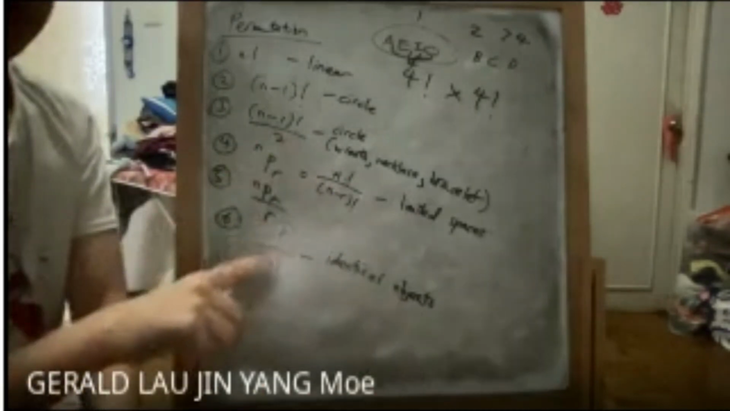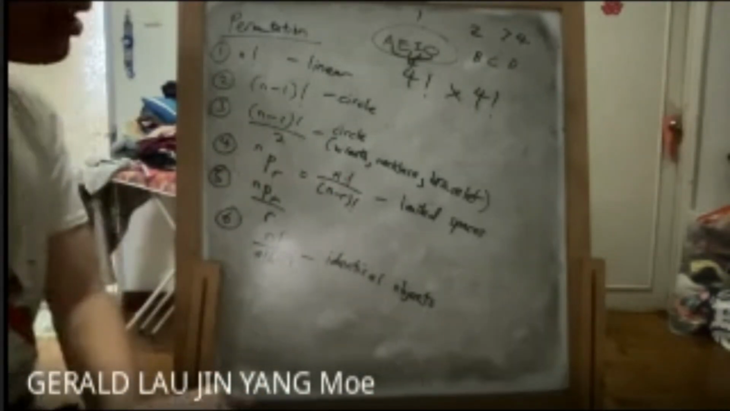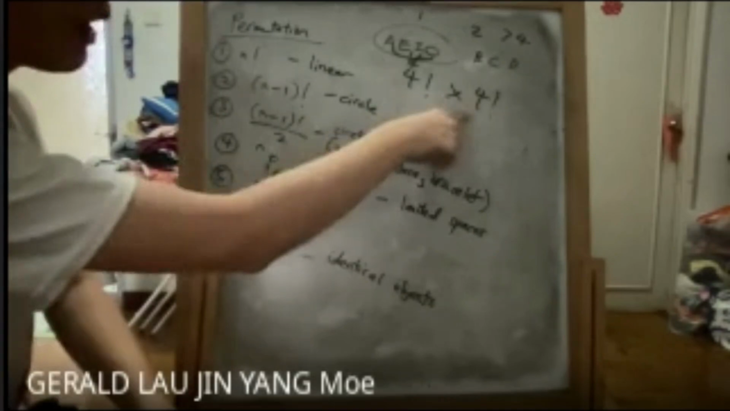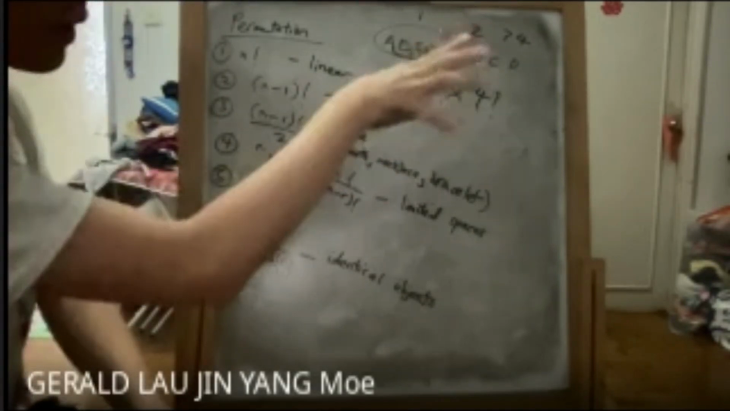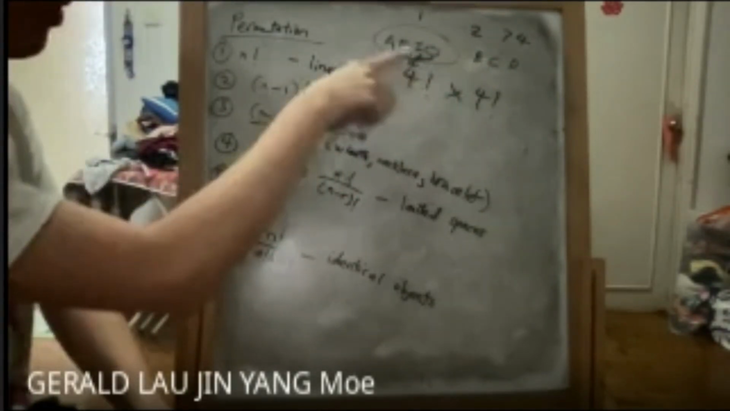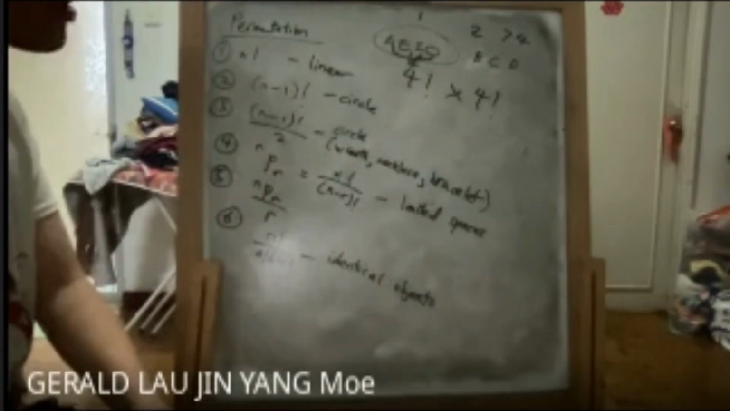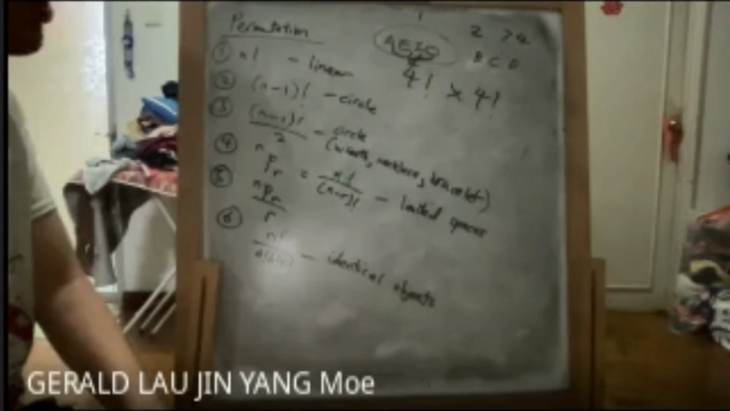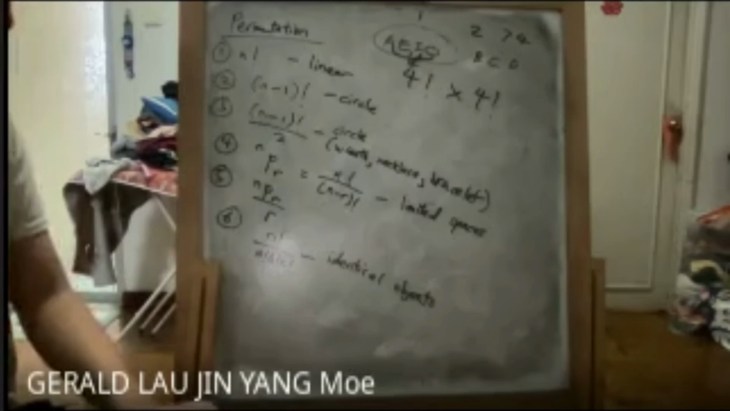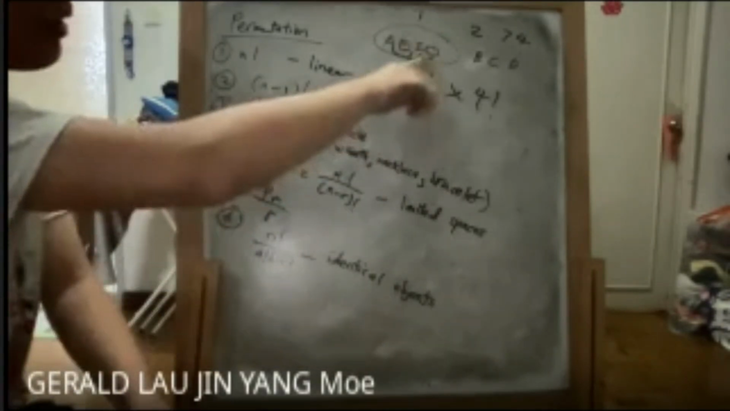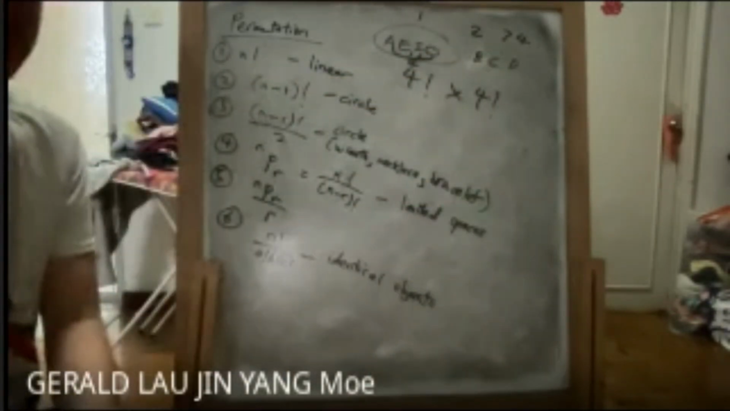Can you understand? Yeah, times another 4 factorial. Remember, it's not 4 only, 4 factorial, because 4 and 4 factorial is different. 4 is 4. 4 factorial is 4 times 3, which is 12, times 2, which is 24. Okay? So 4 factorial is the number of ways. So hopefully you understand.